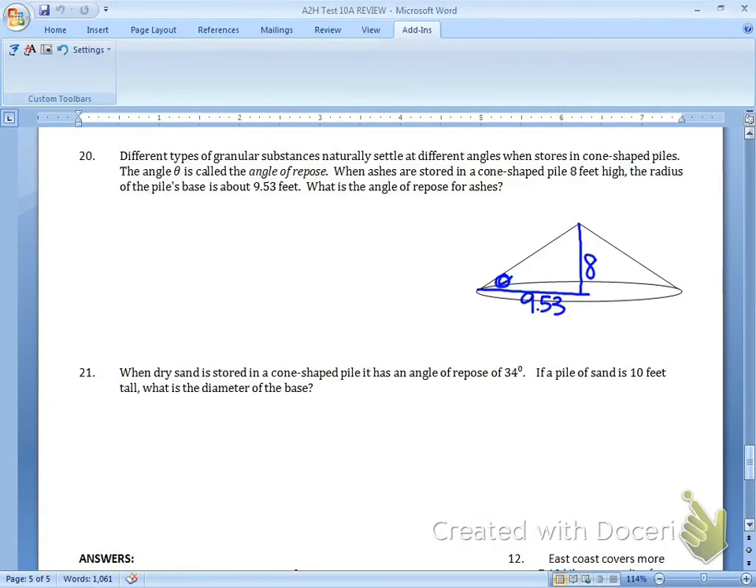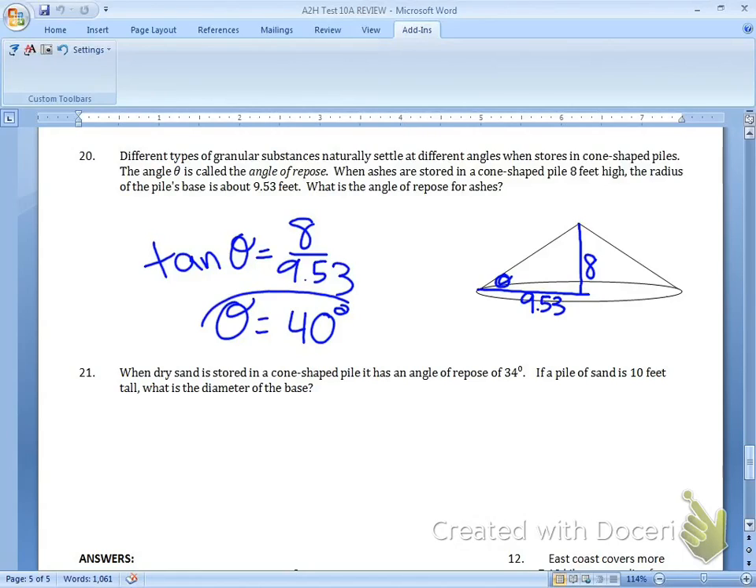So this is just a straight up trig question. This is the tangent of theta equals 8 over 9.53. And again, you're trying to find the angle, so make sure you use second tangent. And you get theta to be 40 degrees. There you go. Number 21, when dry sand is stored in a cone-shaped pile, it has an angle of repose of 34 degrees. If a pile of sand is 10 feet tall, what is the diameter of the base?